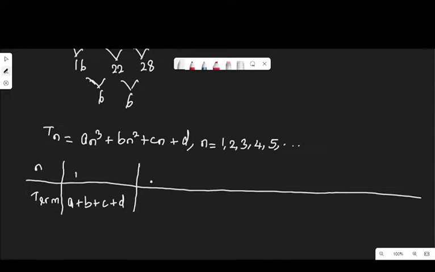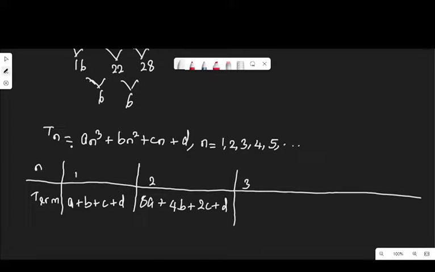What about when n is 2? If I put 2 into this equation, 2 to the power of 3 is 8. 8 times a is 8a. Plus 2 to the power of 2 is 4, times b is 4b. Plus 2 times c is 2c. And then plus d. That is when n is equal to 2.